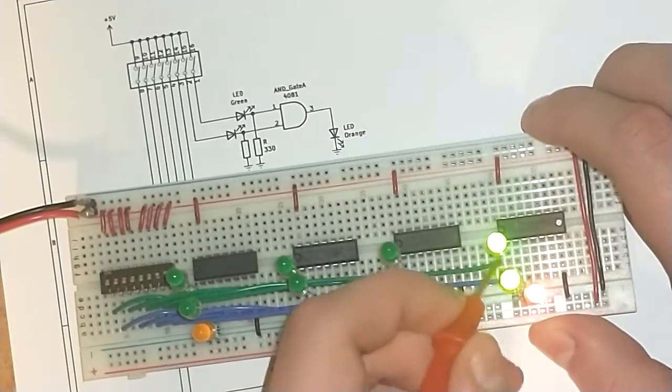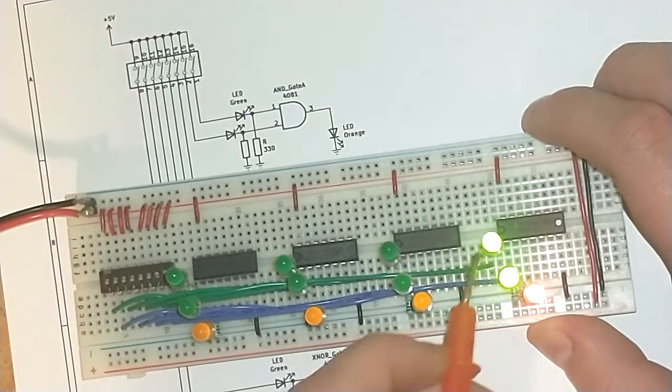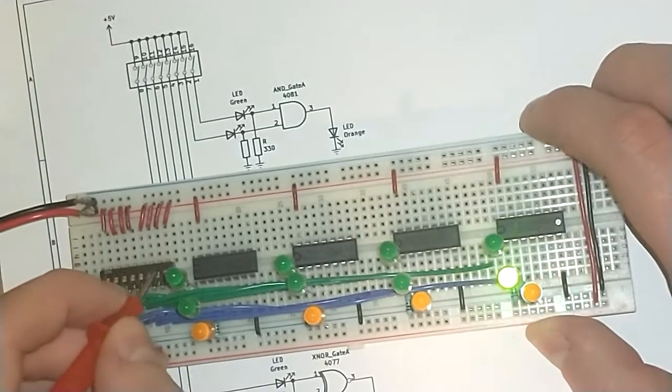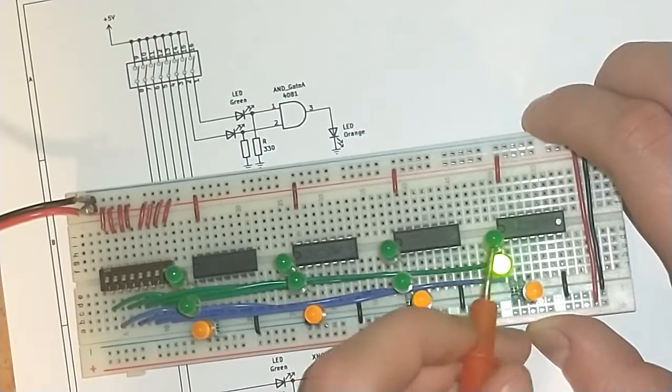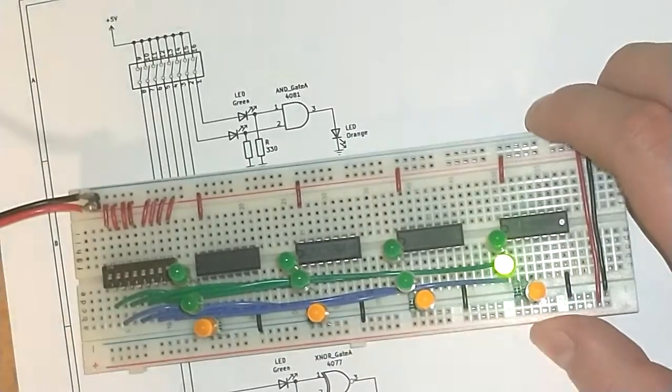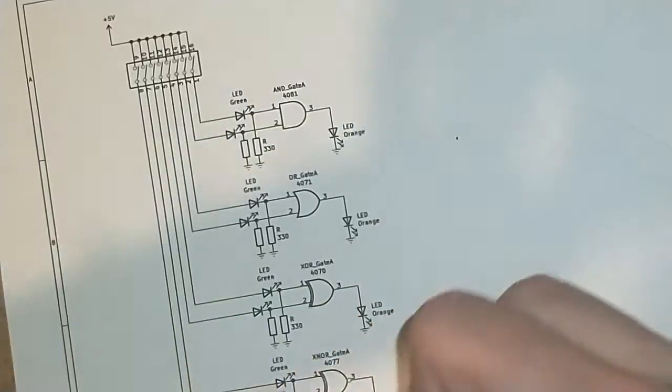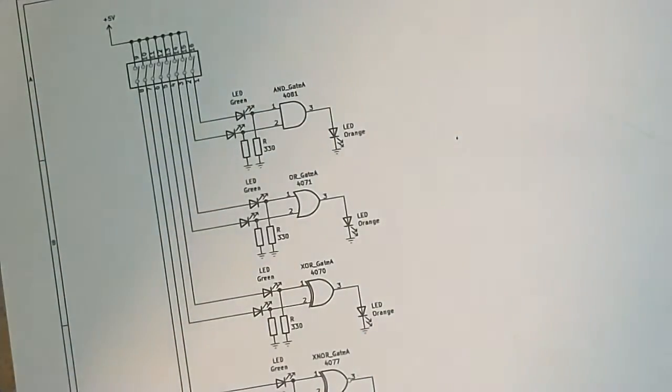When I turn the second one on, as you can see, they are equal now. They are both high, so this one is high as well. But when I turn this off, they are not equal anymore, so this one turns off. So yeah, that's basically the 7 basic types of logic gates.